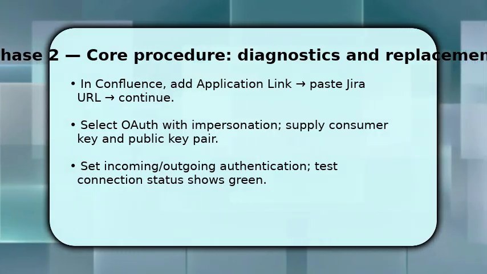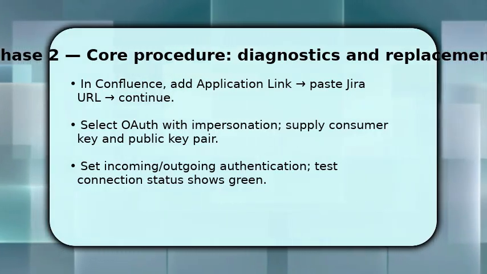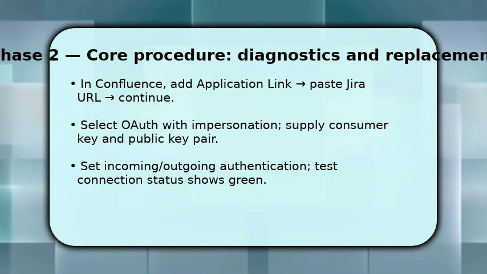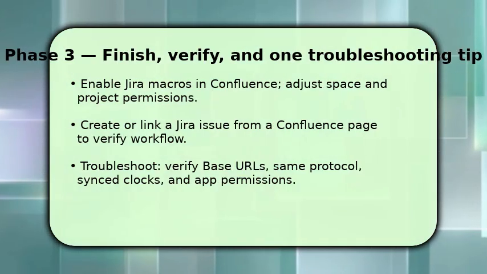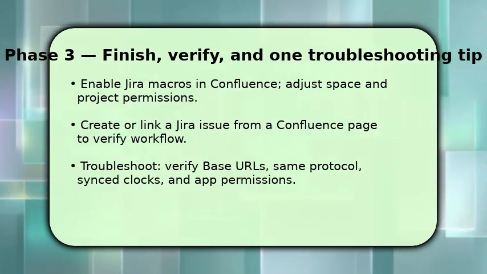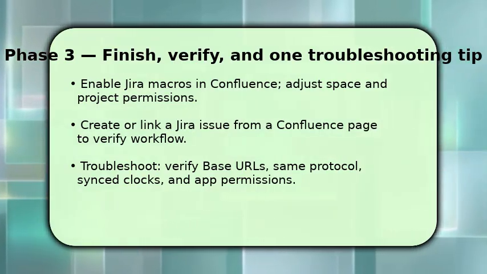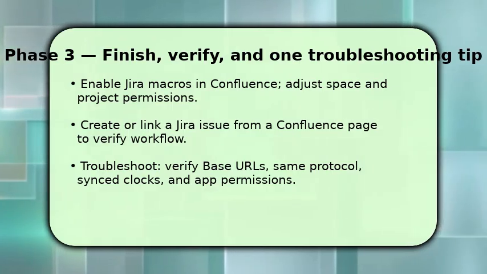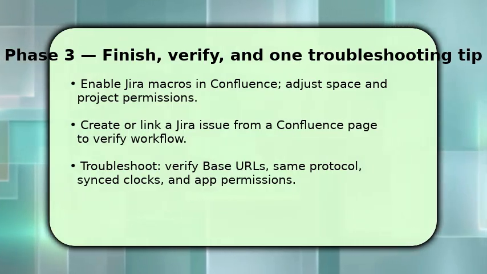A successful response confirms tokens were exchanged, and that you finish by enabling the Jira macros and setting Confluence space permissions so users can view and create issues. Then create a test page and use the Jira issue macro to search or create an issue. This proves the link and permissions.